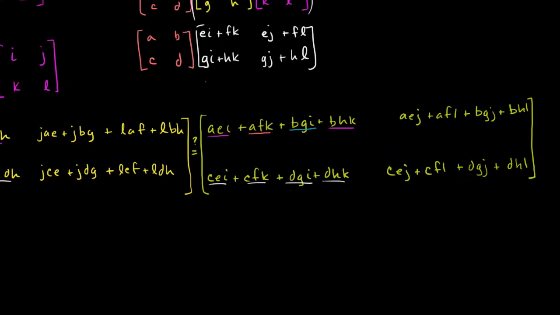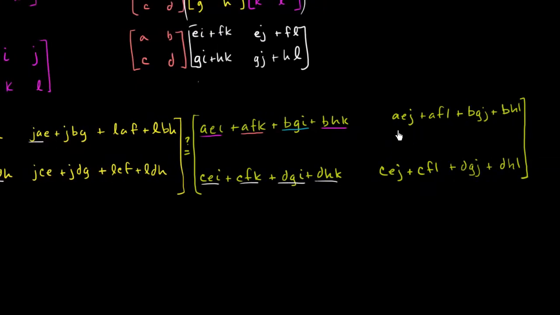And go to the second columns. JAE, AEJ. JBG is the same thing as BGJ. LAF is the same thing as AFL. And LBH is the same thing as BHL. And then finally, JCE is the same thing as CEJ. JDG is the same thing as DGJ.